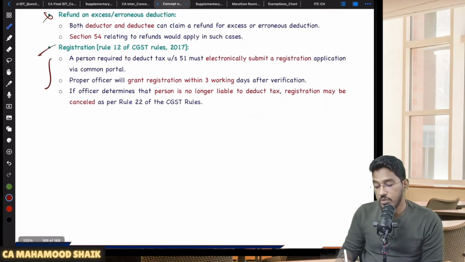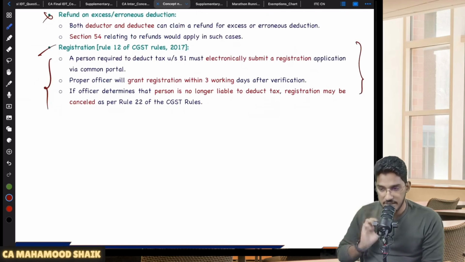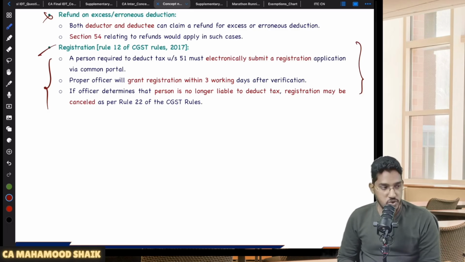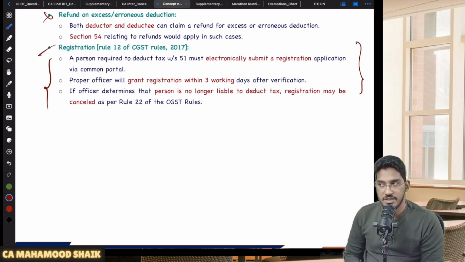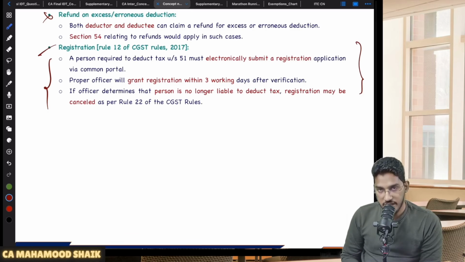And those people who are required to deduct TDS under section number 51 are required to undergo compulsory registration. If you remember the section number 24 related discussion, we have seen a list of people who are required to undergo compulsory registration under section number 24, right? So there I told you, under section number 24, one category of persons who are required to undergo compulsory registration is TDS deductor. So if you are a person who is required to deduct TDS under section number 51, you will be liable to undergo compulsory registration.